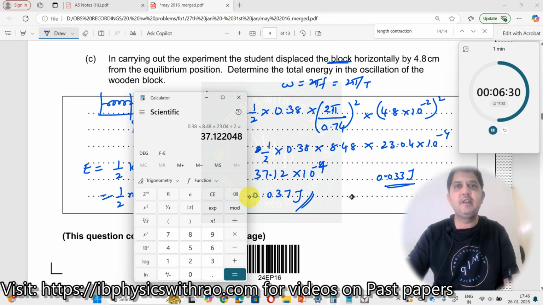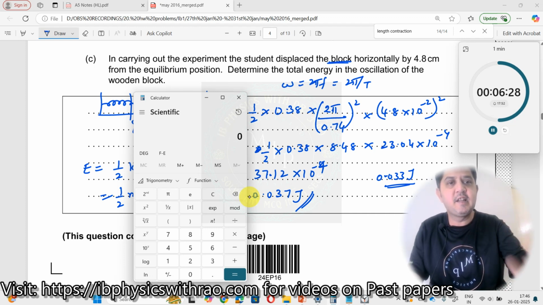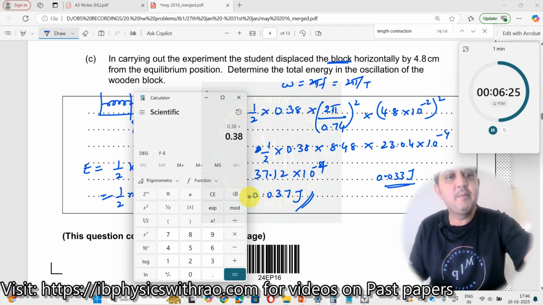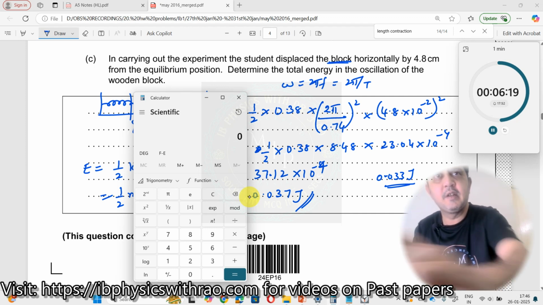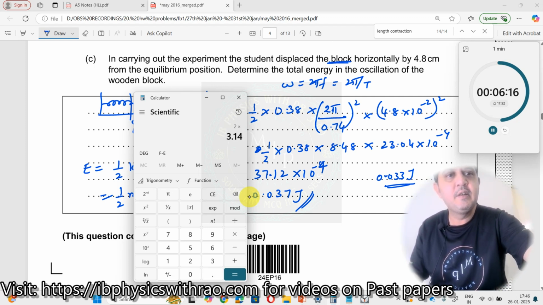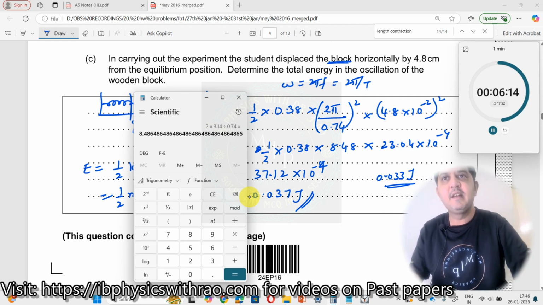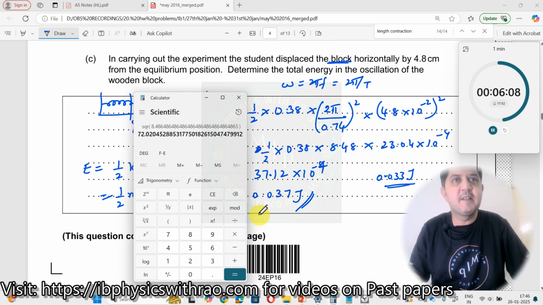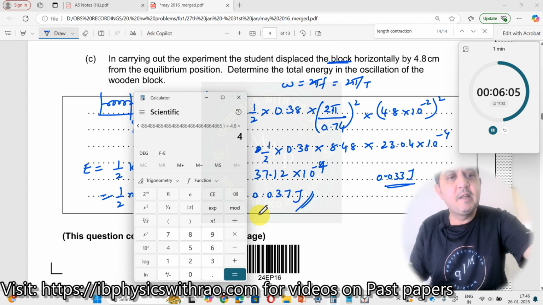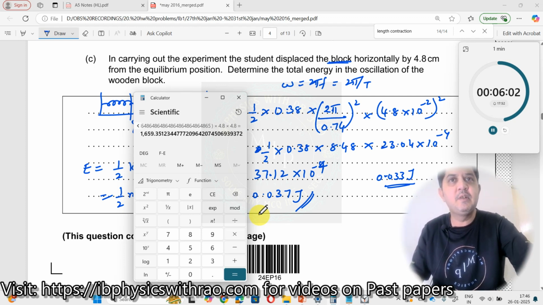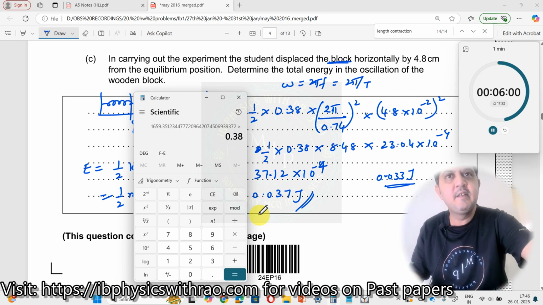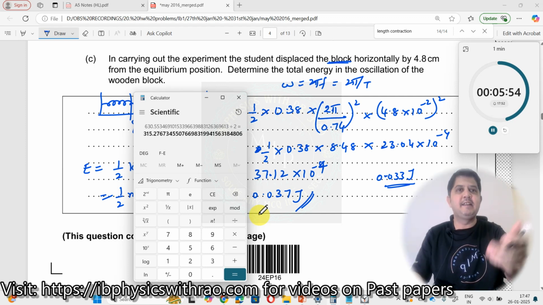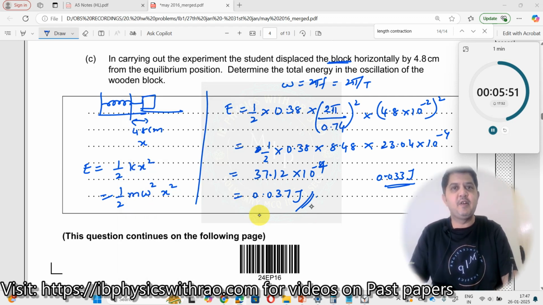Let me find out where we went wrong or what the calculation mistake was. So let us find out. 0.38 multiplied by 2 multiplied by 3.14. I made a mistake here. Just a minute. 2 into 3.14 divided by 0.74. I get 8.486. Now if I square this value, I get this much, multiplied by 4.8 multiplied by 4.8. I get this value, then multiplied by 0.38 is equal to so much divided by 2. I think somewhere here there was a mistake. Okay, anyway, we got the right answer here.